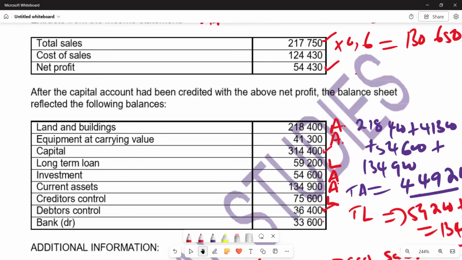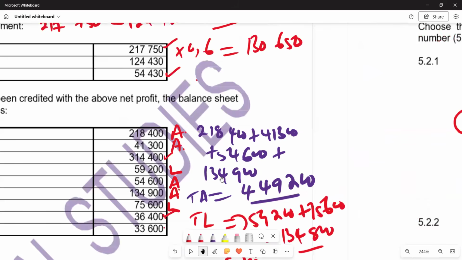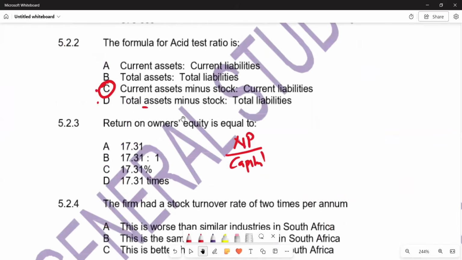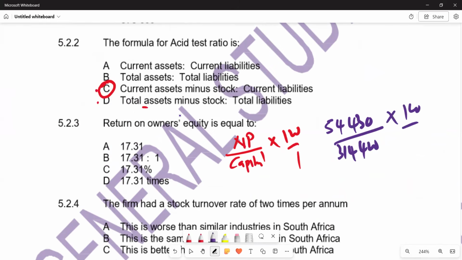And then obviously we multiply by 100 over 1, so that we leave it as a percentage. So here we are saying we are multiplying by 100 over 1. So we are saying net profit 54,430, and then divide by our capital 314,400. We multiply by 100 over 1. But obviously we have one answer there that is expressed as a percentage.